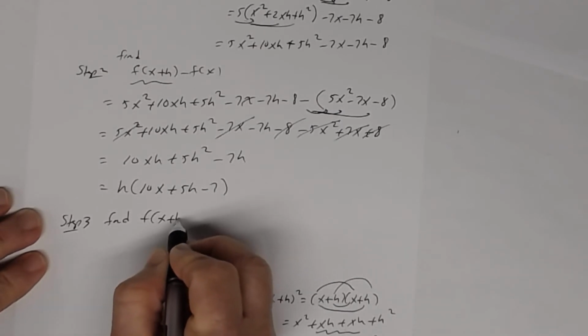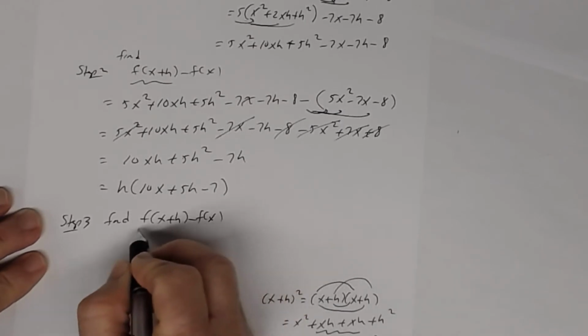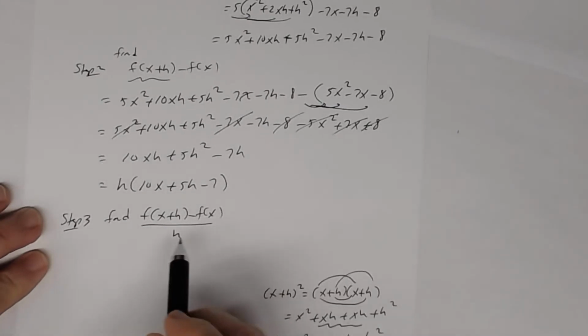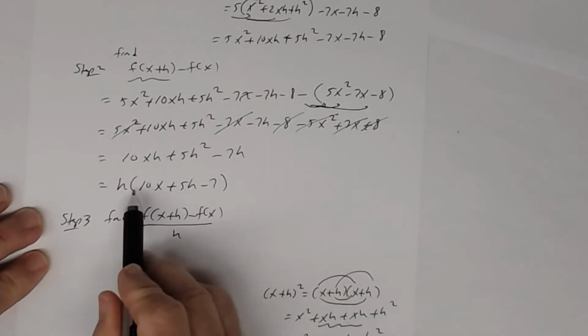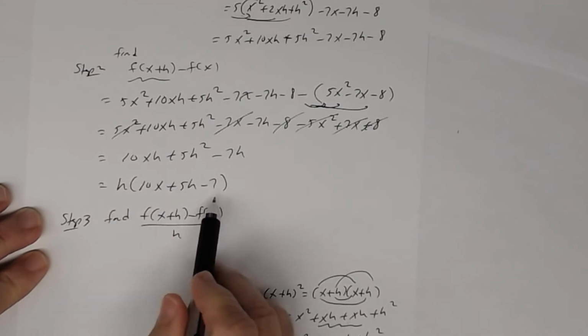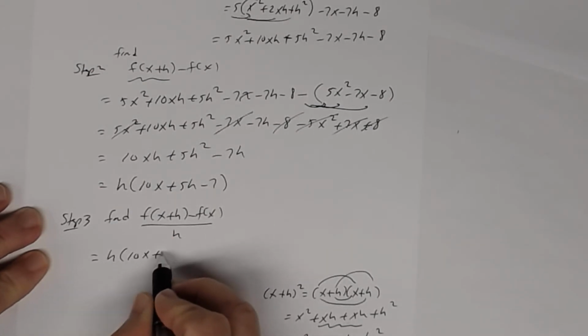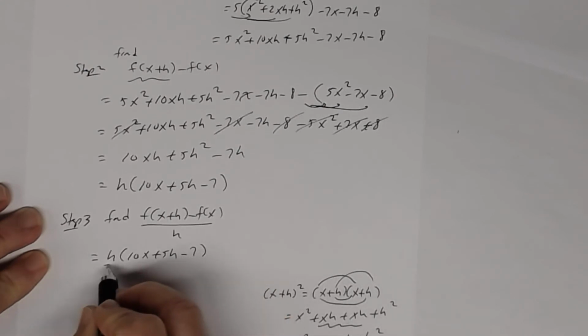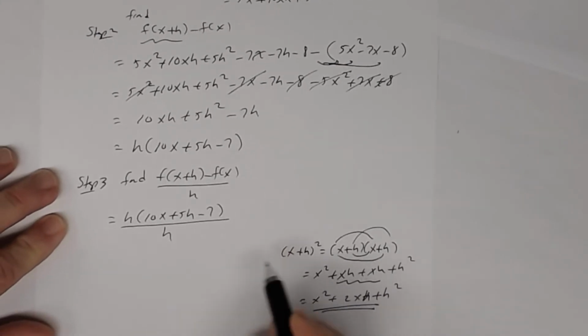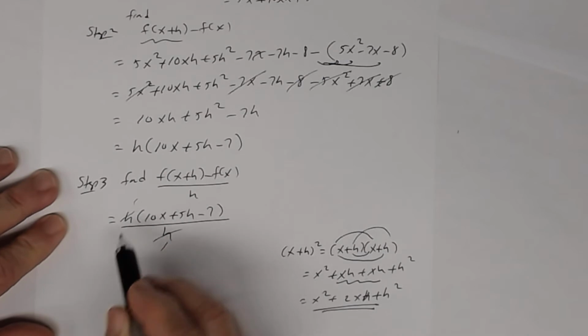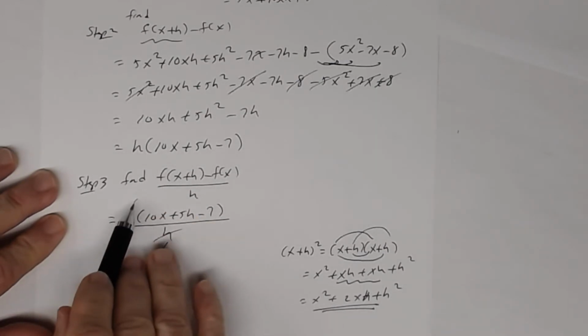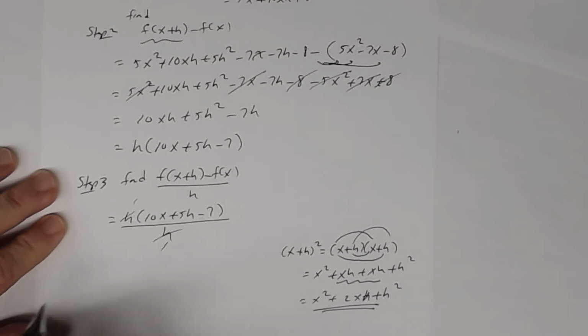f of x plus h minus f of x, all divided by h. And I found the numerator, right? Here's the numerator right here. So I get h times 10x plus 5h minus 7, all divided by h. At that point, the h's divide out. You see why I factored out an h? Because that's going to divide out with that one.